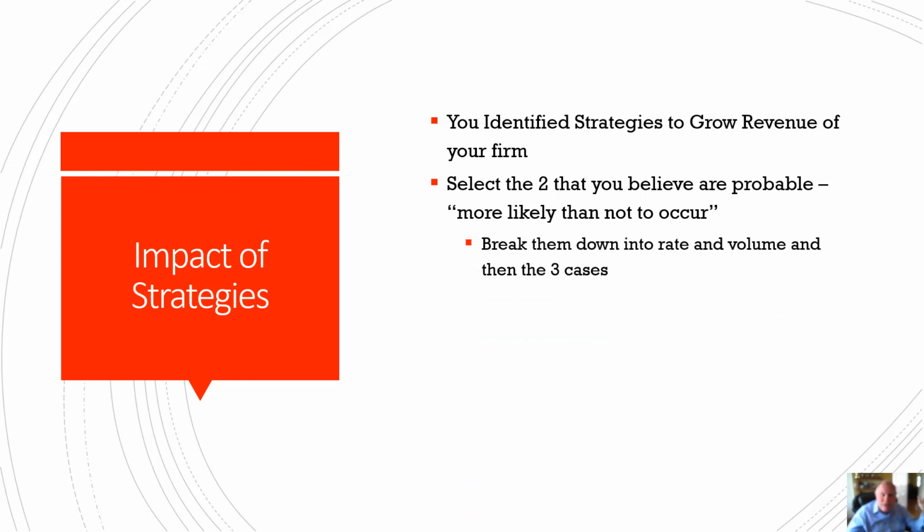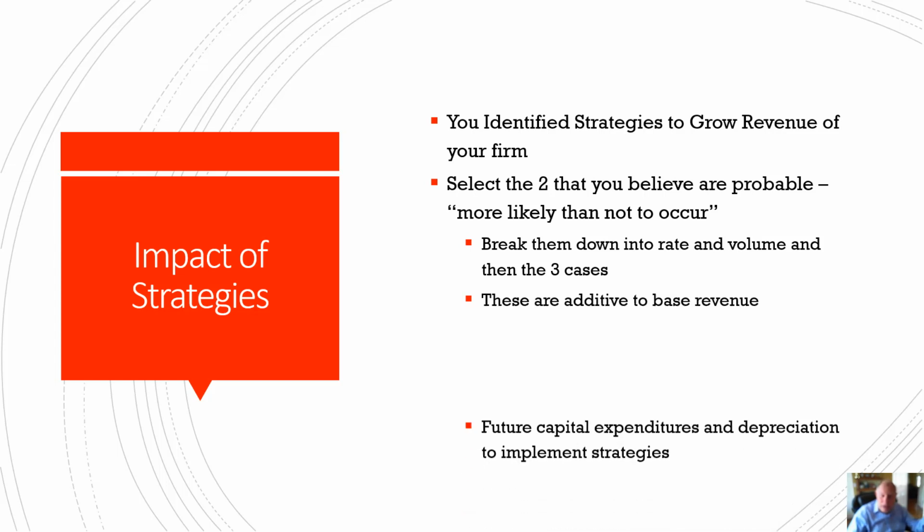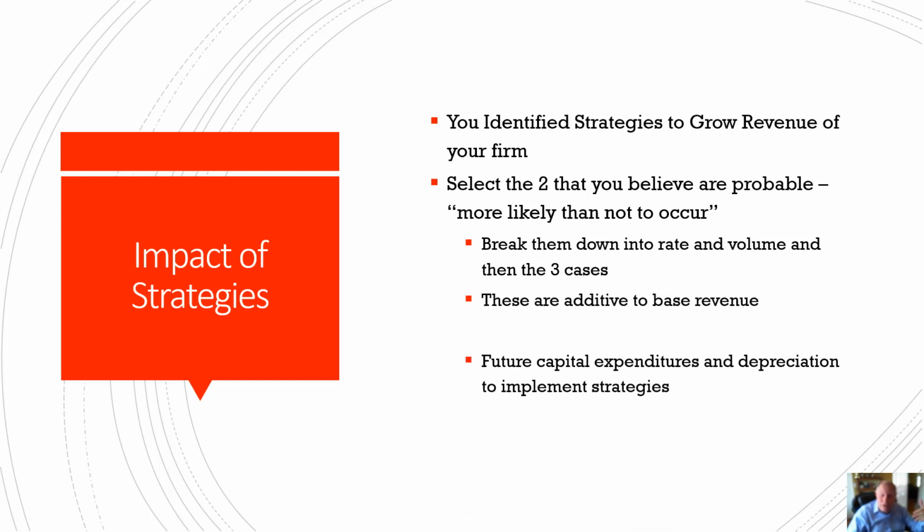There could be 10, 15, but take the top two that you think are probable and are going to have a material effect. You break them down into rate and volume, and then the three cases. And these are additive to the base revenue. Then that'll enable you to see what capital expenditures and make assumptions around depreciation.